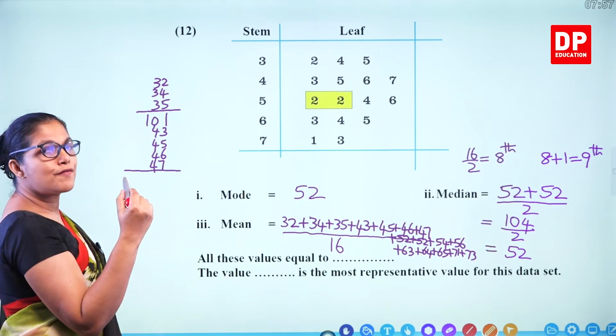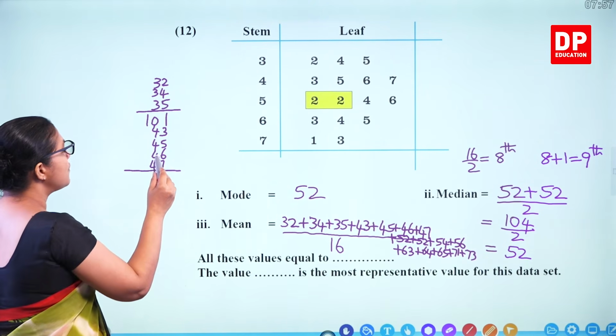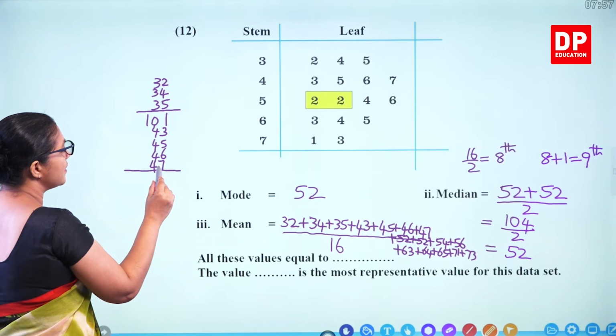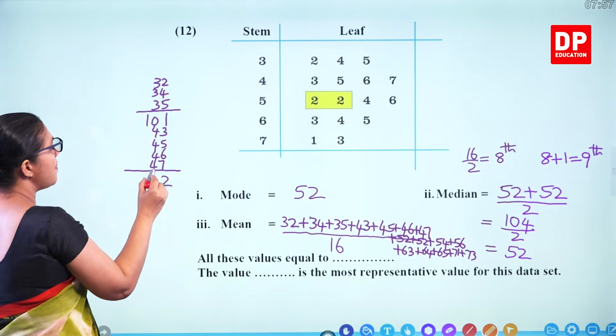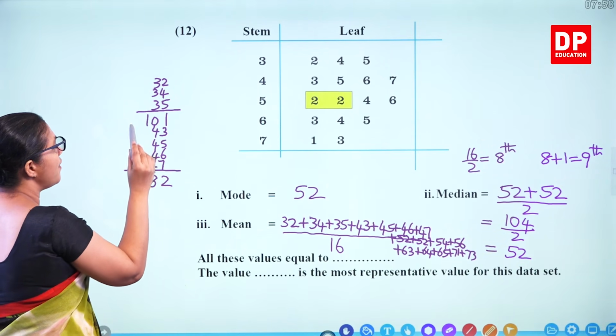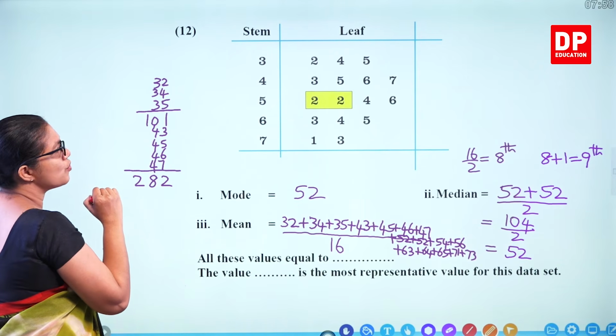9 plus 6, 15. 15 plus 7. 15 plus 5, 20, 22. 2 remaining. 4 times 4, 16 plus 2, 18. 1 remaining. That's 282 now.